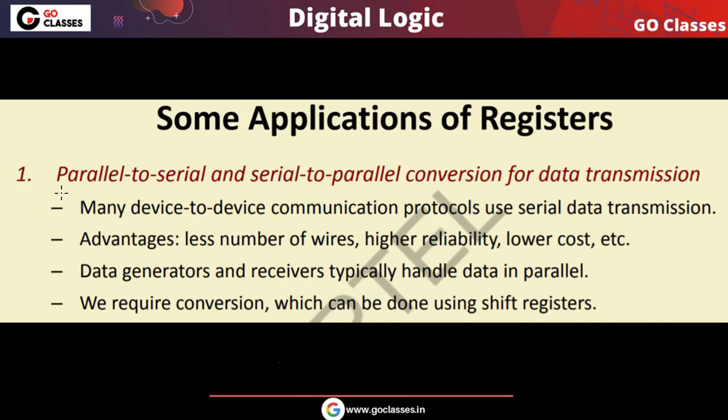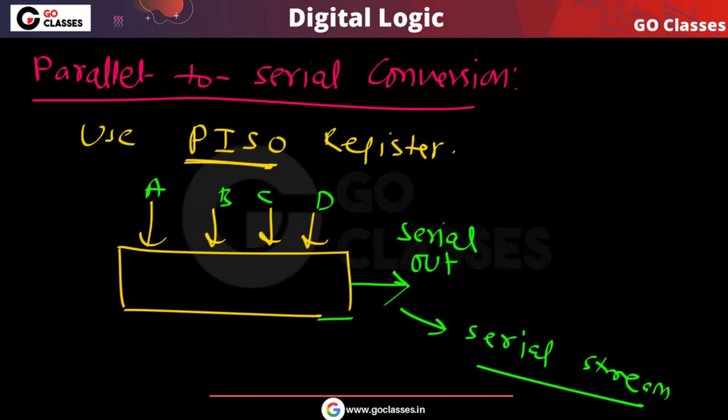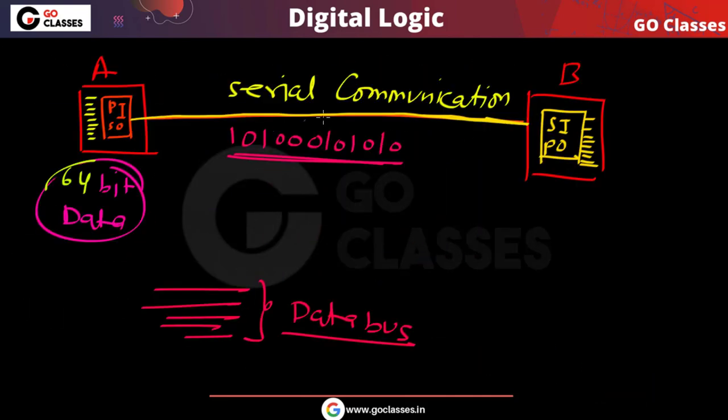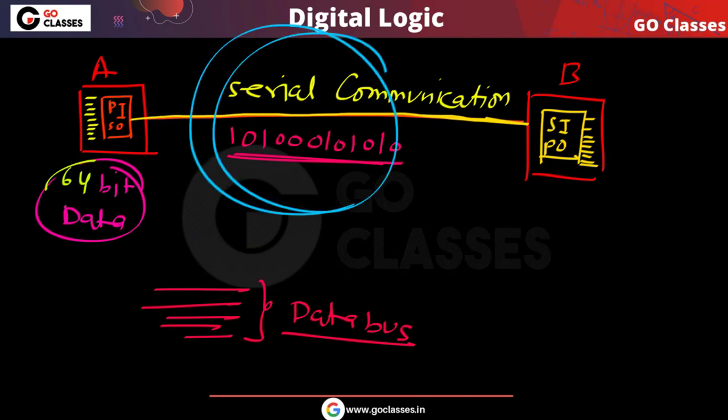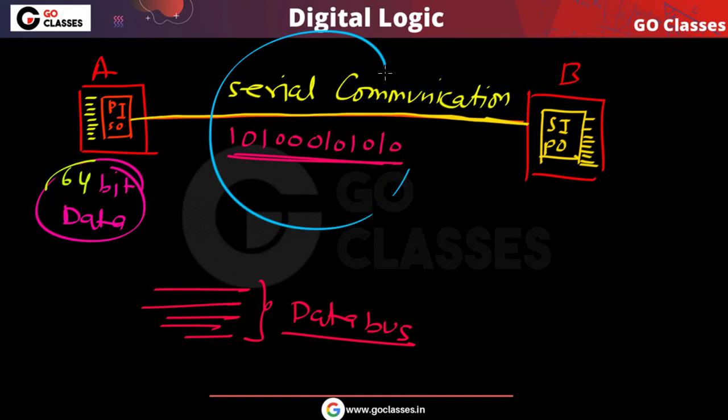You can do parallel to serial conversion, and you can also do serial to parallel conversion. And why do we need this? We need this for communication between device to device. The communication is done in serial manner. And why do we do this in serial manner? Because if you don't, then between these two devices we need 64 wires.